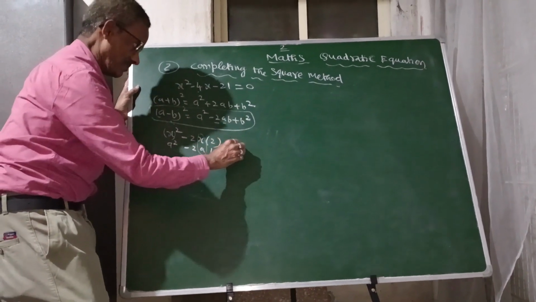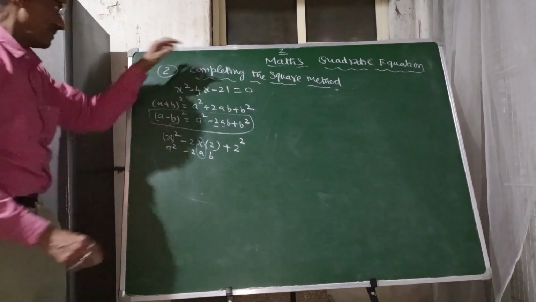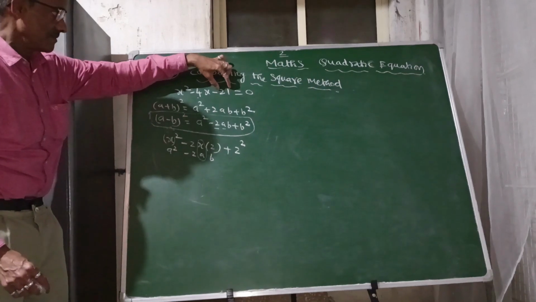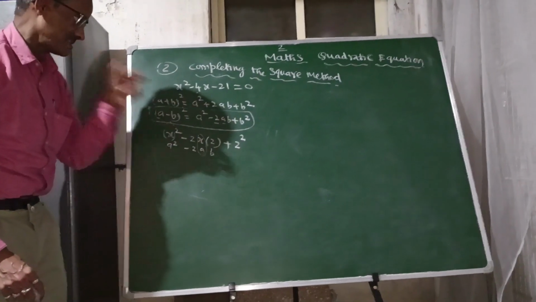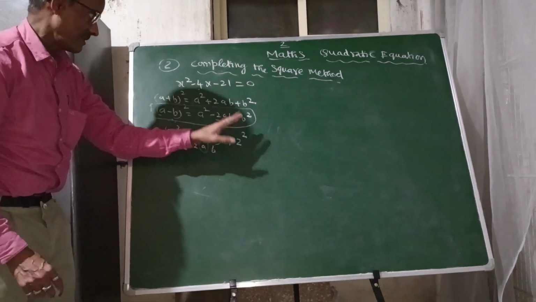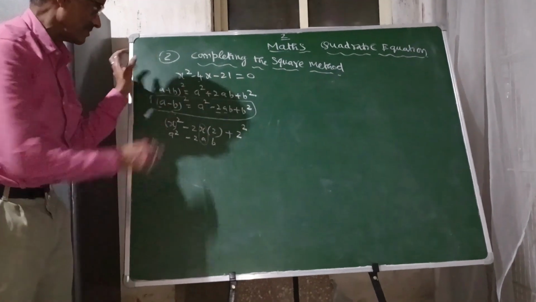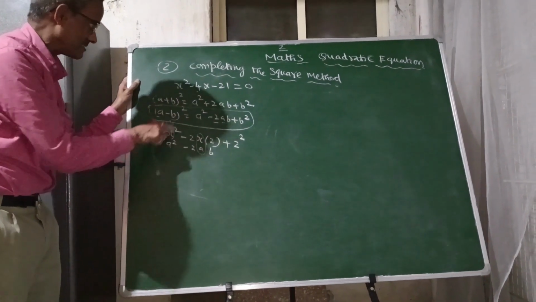2, so 2 whole square it would be. But what is the constant value given? Minus 21. Now what do I have to do? 2 square is nothing but 4. So now I should not change the value. x square stays the same as it is.